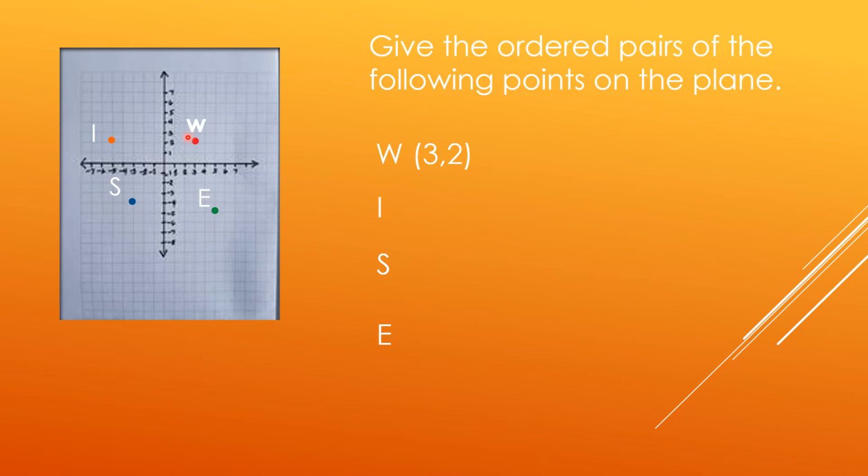Okay. So what about I? For I, we have negative 5, 2. So from the origin, that is 1, 2, 3, 4, 5. So that's x, negative because going to the left. And then going up, 1, 2. So the y-coordinate is 2. Letter S, we have negative 3, negative 4. And letter E, we have 5, negative 5.